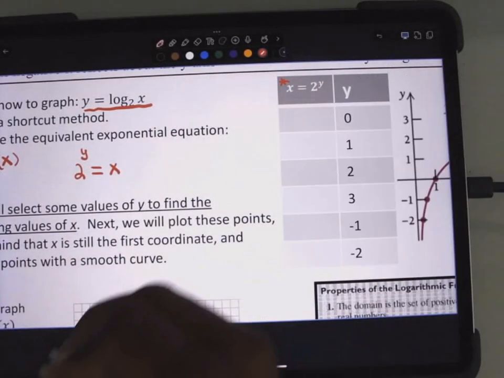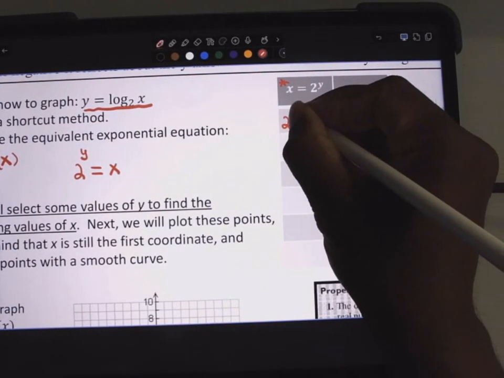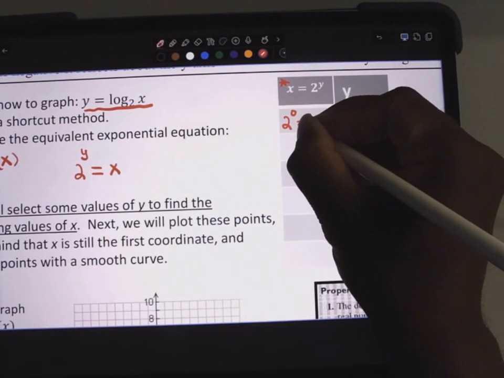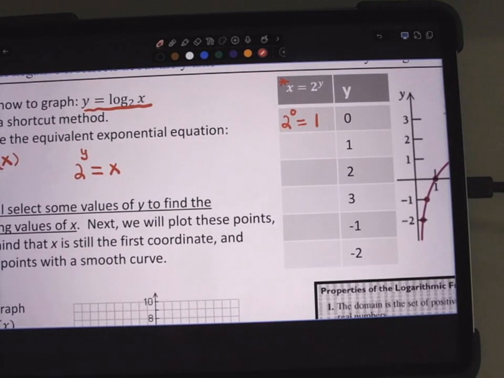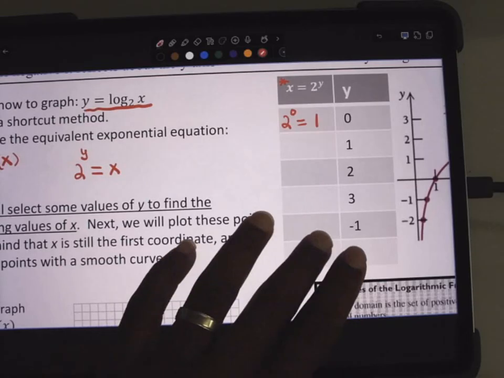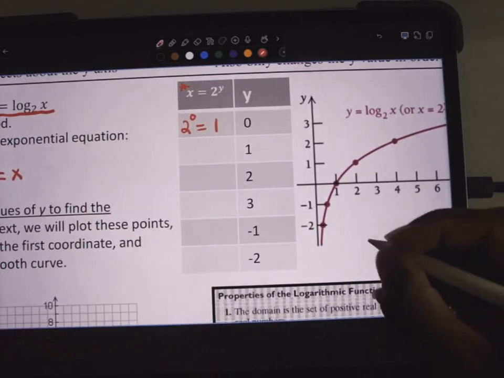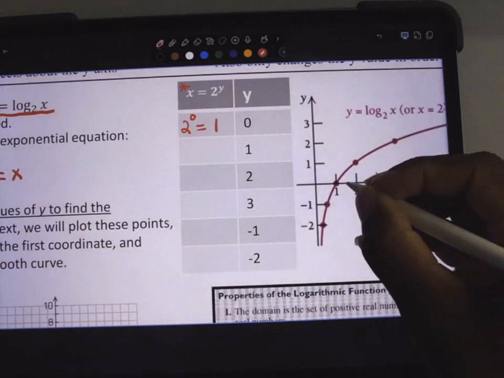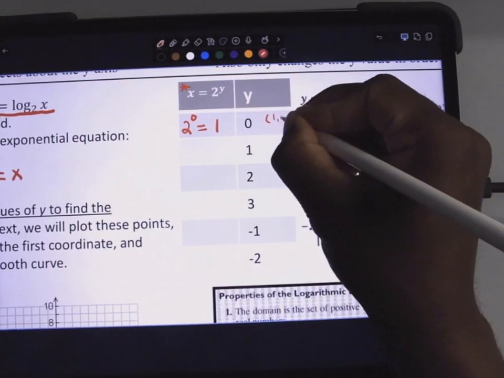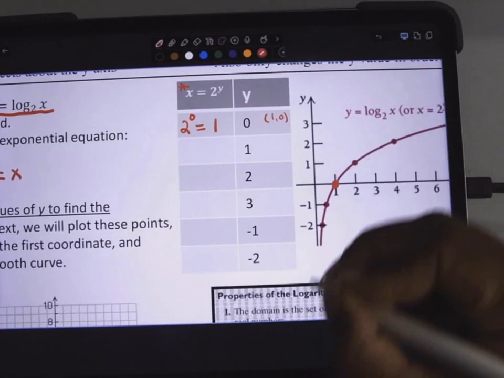When y is 0, we get 2 to the 0 power. Anything to the 0 power is 1. When we put 0 in for y, we get an x value of 1. That's a point we'll plot. The points are still x, y. We're not changing that. We just changed how we found it. This point is still 1, 0. So when x is 1, we are right here at 0.